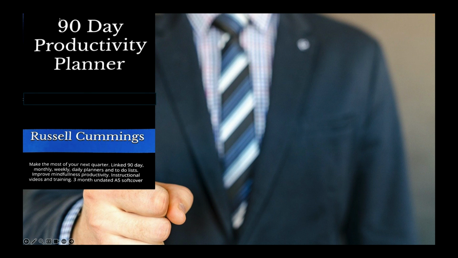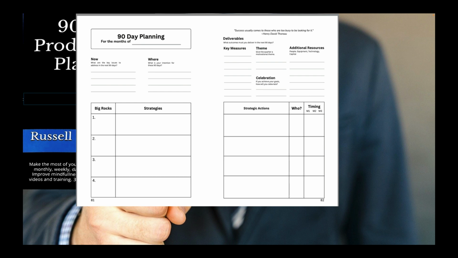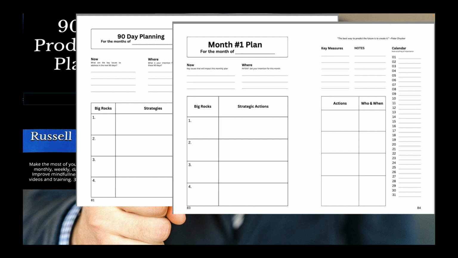Now, to assist you in this process, I've actually put together a 90-day planner, right? This is a hard copy book that you can buy from Amazon, and it steps you through the process. It's got some tips and tricks and all sorts of other stuff in it, but it steps you through the process of going from 90 days down to a daily plan. So we start with our 90-day plan, and you can see here it's a similar format to the one we've just done, and then we drop down into a monthly plan, which is a similar format, just dropping down to a monthly plan.